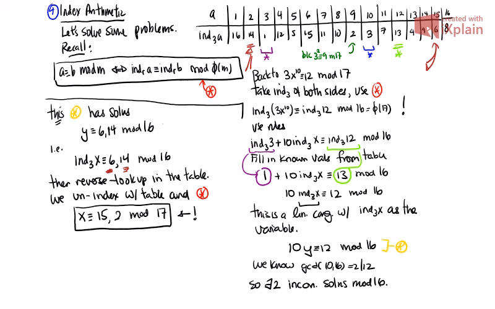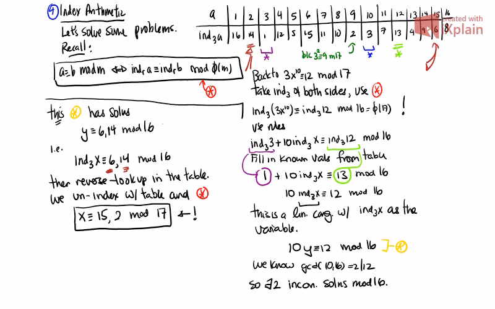So that's the first of two problems. I want to do one more, but that's actually the more complicated of the two, right? So again, we start at the very beginning, we take the index of both sides, we rip it apart using the rules, we look up the values we know, we treat the result like a linear congruence. We solve for the index base 3 of x, and then we reverse look up to get x.